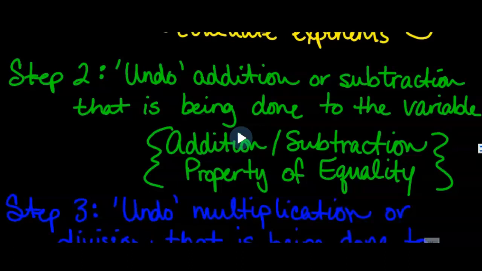So this is taking care of our constants and getting those isolated on the opposite side from the variable by using our addition and subtraction properties of equality. That being said, if we see that there is something being added to the variable, we're going to undo that by subtracting. And if there's something being subtracted from the variable, we're going to go ahead and add it back in.